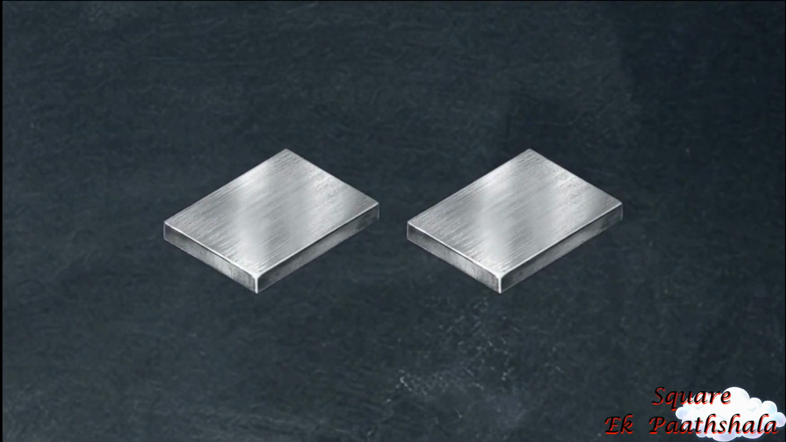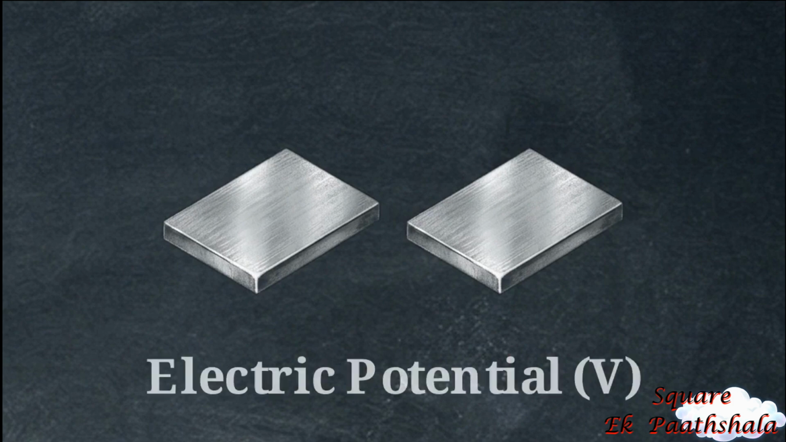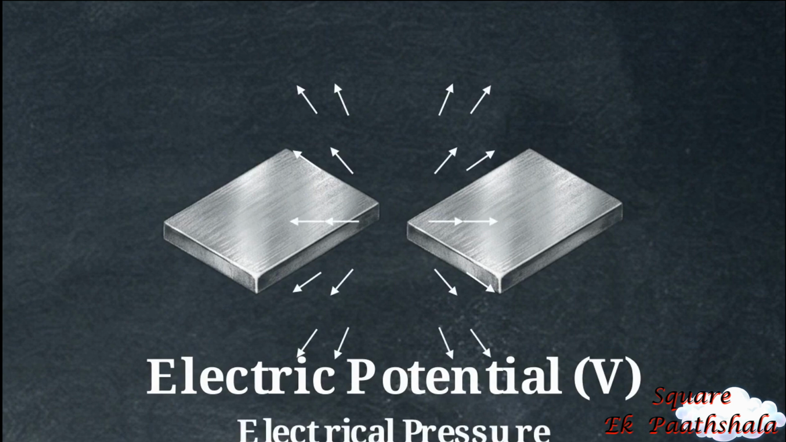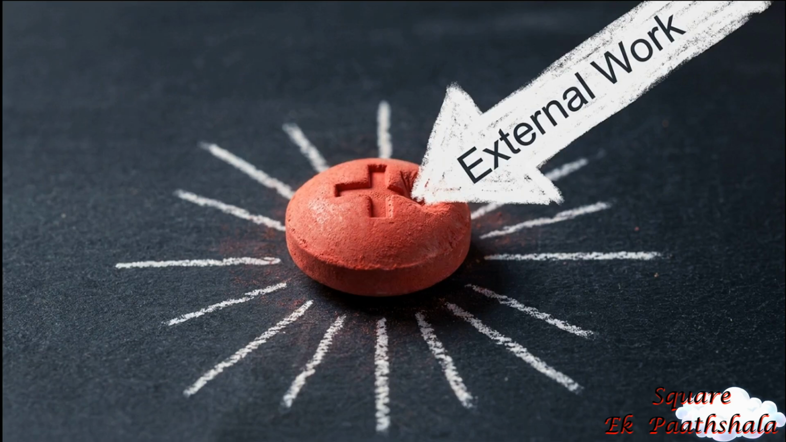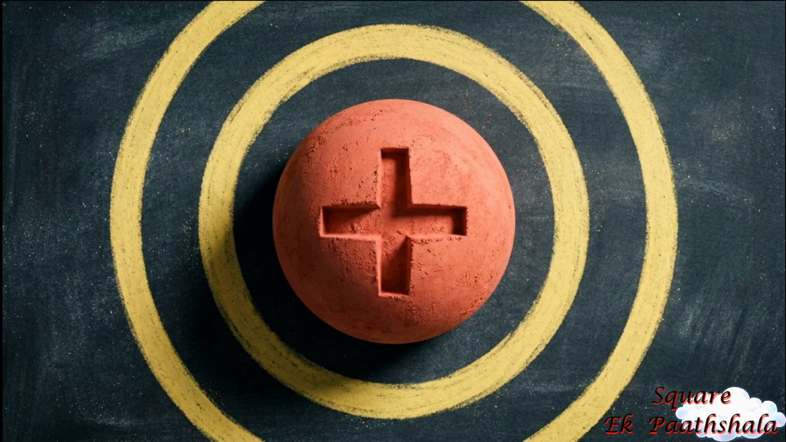To understand how it stores that energy, we have to look at this glowing heat map. This represents electric potential. Think of it as the invisible electrical pressure required to push a charge through a field. Potential is not a force itself. It is a direct measurement of the external work you have to do against an electric field to move a unit positive charge from infinity into a specific position.